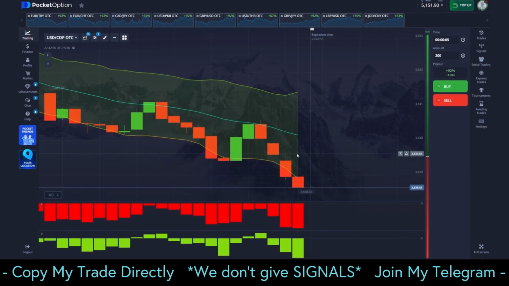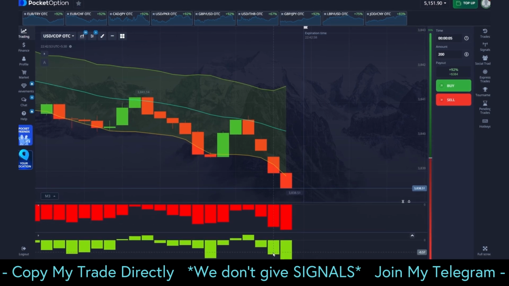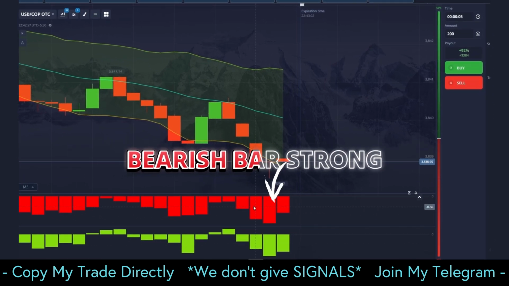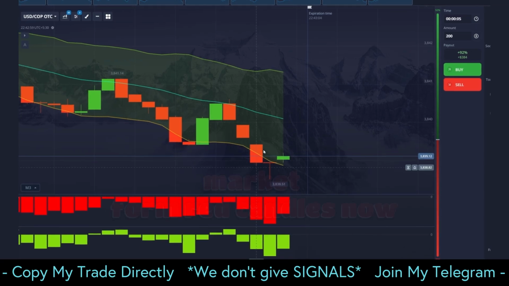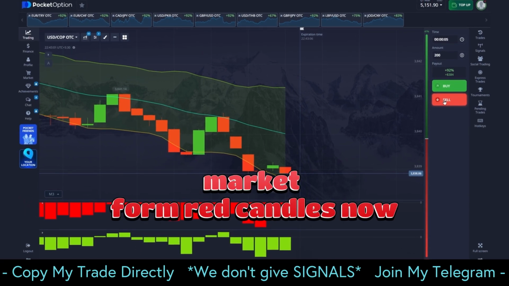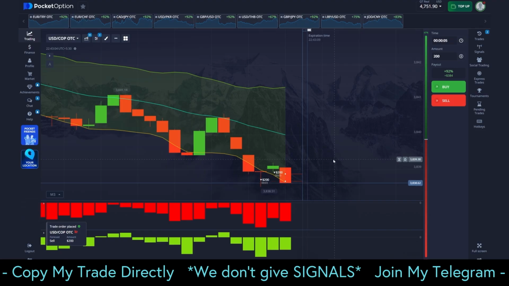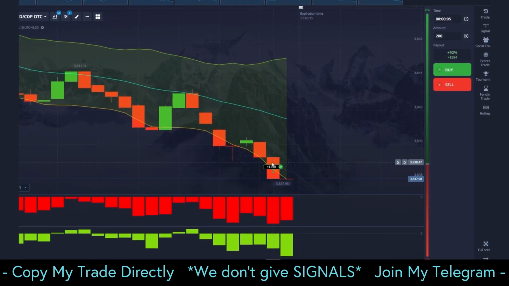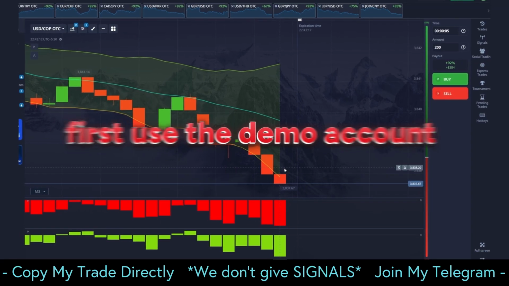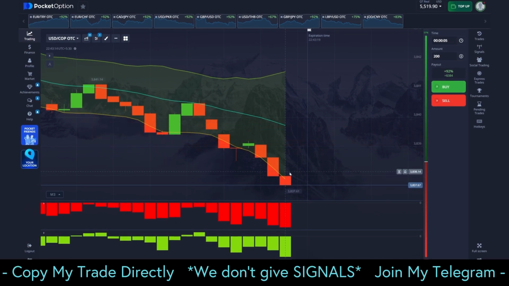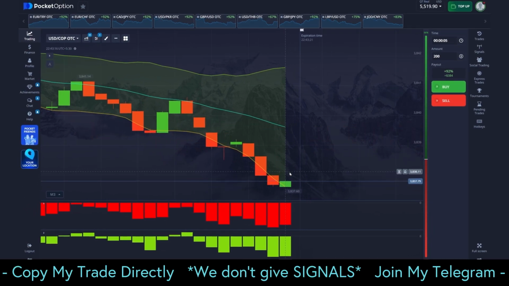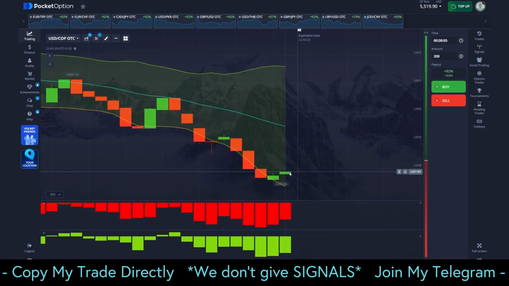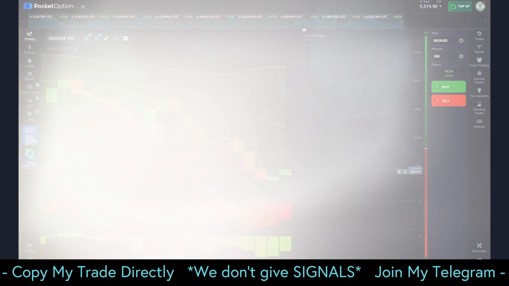So friends, I have changed the chart here. You can see what is happening here. Here, the bull power bars are getting weak and the bearish power bars are getting strong, meaning that the market will form red candles now. You can see this. Friends, on the basis of this, you have to practice in the same way, but first use the demo account, because the study that I am explaining to you here, it is possible that you may make some mistakes, so for this, you must practice properly on the demo account.